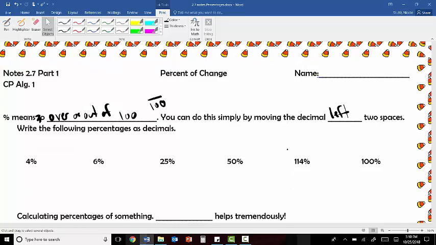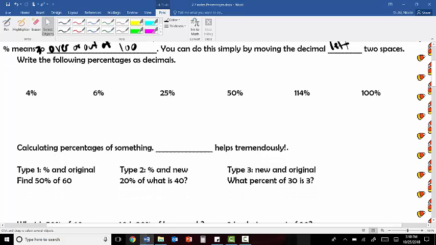In these examples, we're just going to really quickly write these all as fractions and also as decimals. So 4% actually means 4 out of 100. As a decimal, all you would do is move this decimal 1, 2 spaces, and you're going to put a 0 in the place order. So 4% is the same as 0.04.